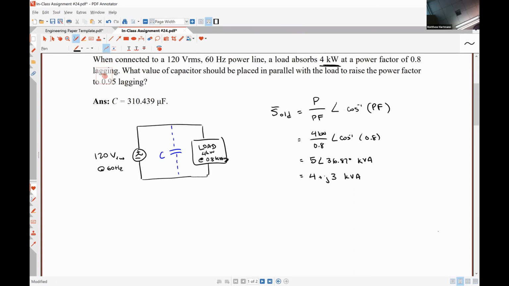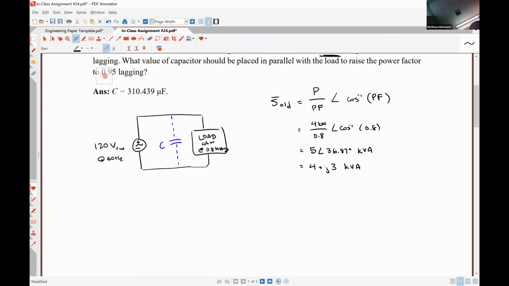Now, after power factor correction, and so I guess really I should have PF old here. We're going to do the same thing. So one of the keys about power factor correction is that the real part of the complex power does not change. So when we put that capacitor in, it's going to change the reactive power that's being absorbed by the load, but it's going to have no influence whatsoever on the average power.